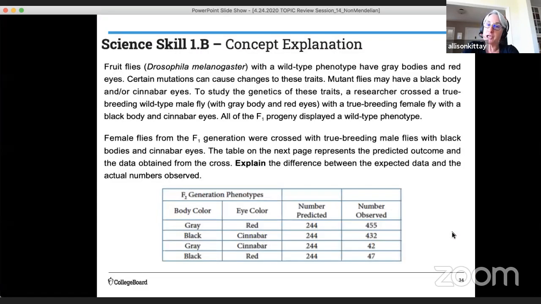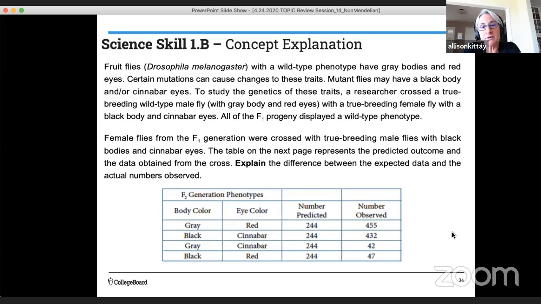All right, quick check for understanding. I'm going to try and do this quickly, and then you can practice with this later on. Okay, so again, these take a long time, and they really require that you do some careful reading. Fruit flies in Drosophila melanogaster with a wild-type phenotype have gray bodies and red eyes. Certain mutations can cause changes to these traits.